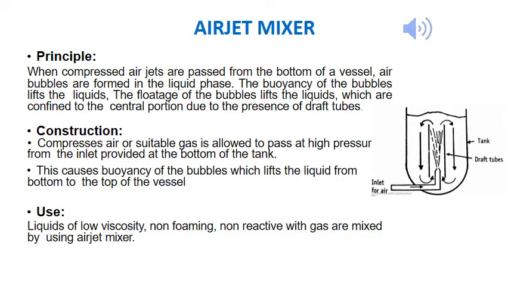So these air bubbles have their own buoyant force. These will be retained in the central portion because in the vessel where the mixing has to take place, draft tubes are placed. As discussed before, the draft tubes increase the pressure difference and decrease the velocity. So the buoyancy of the bubbles lifts the liquids which are confined to the central portion. The liquids flow down from the periphery of the vessel and then again enter from the bottom due to a suction effect which is created. This is how the mixing is achieved. This is the principle of airjet mixers.